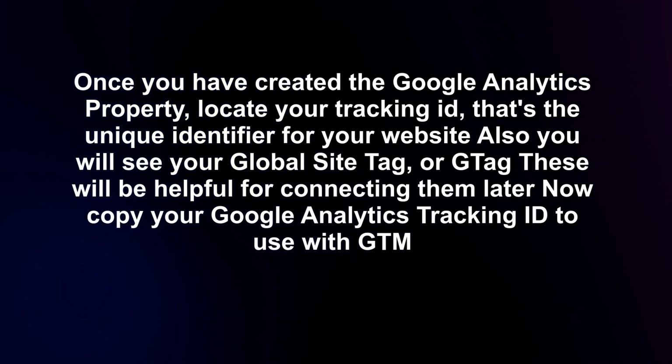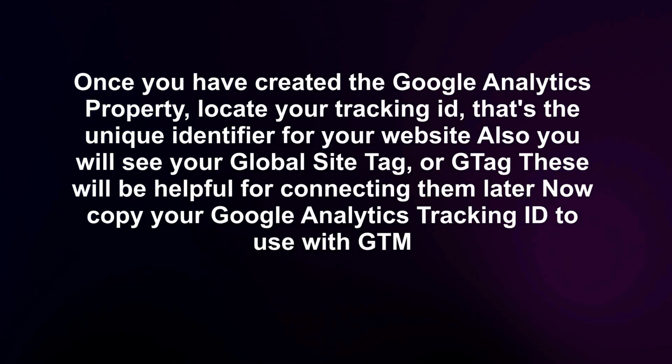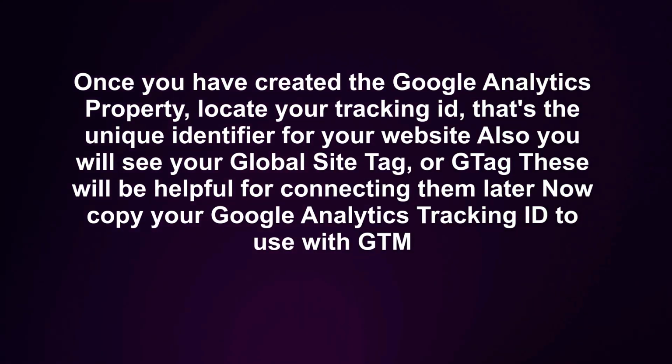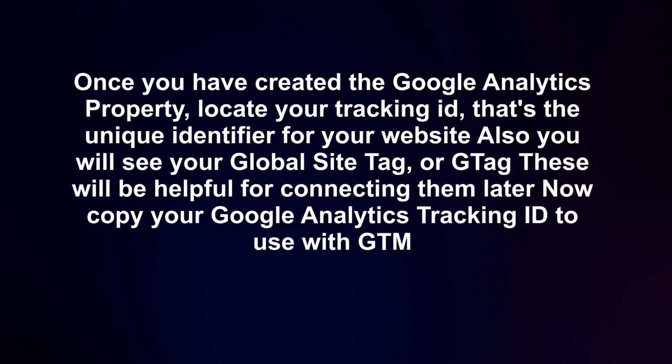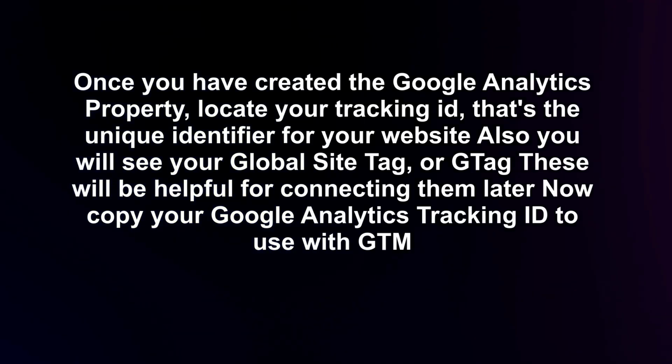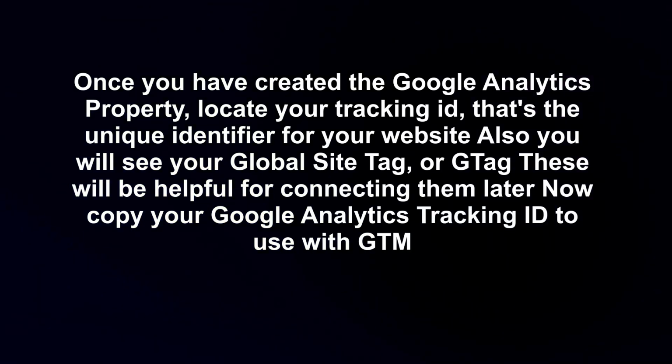Once you have created the Google Analytics property, locate your tracking ID. That's the unique identifier for your website. Also, you will see your global site tag, or GTG. These will be helpful for connecting them later. Now copy your Google Analytics tracking ID to use with GTM.